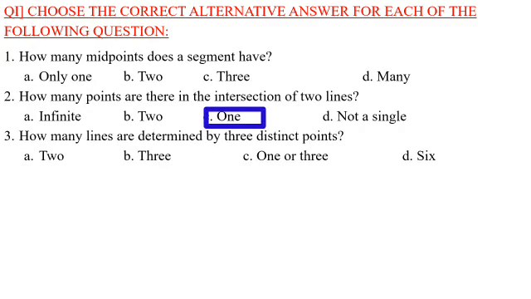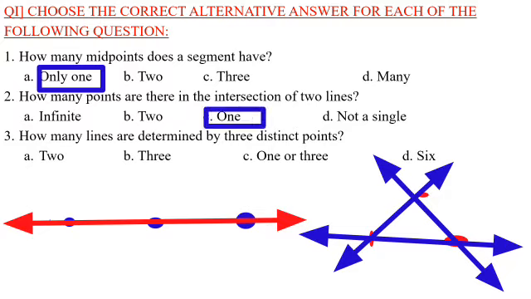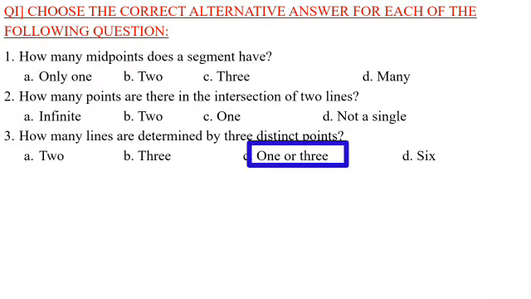How many lines are determined by three distinct points? Here three distinct points are given, but it is not mentioned whether they are collinear or non-collinear. If they are collinear, then one line can be drawn. If the 3 points are non-collinear, then 3 lines can be drawn. So the answer is 1 or 3.